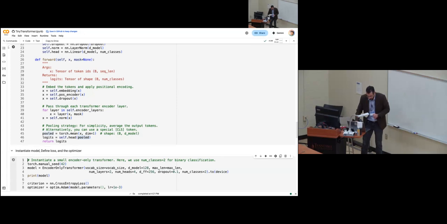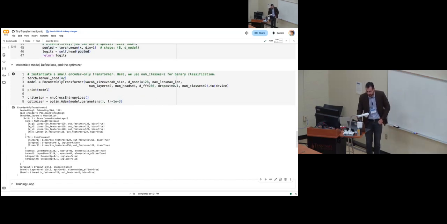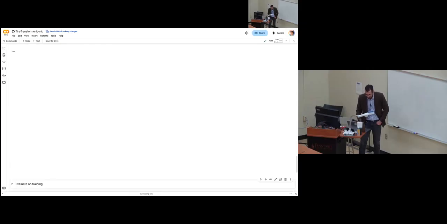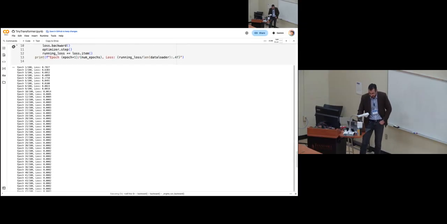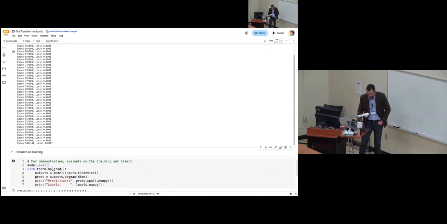and get our logits out. So again, I need to instantiate my model, print my model, define my loss function, define my optimizer, and then I go into my training loop. I do 100 epochs because this is a very tiny data set that I have created. And we train the model. See, it works very fast, and the error goes almost to zero very fast because it's a very small training set that we have.